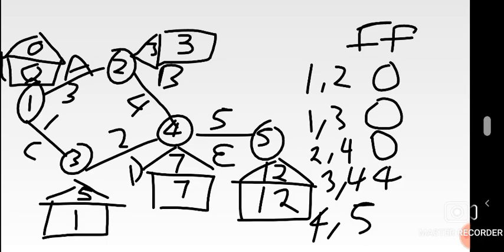Next, 4 to 5. 4 to 5 is 12 as the earliest start time of the completing node, minus 7 as the earliest start time of the starting node, minus the duration of 5. 5 minus 5, 0. And you're done. Free floats. It's just that straightforward.